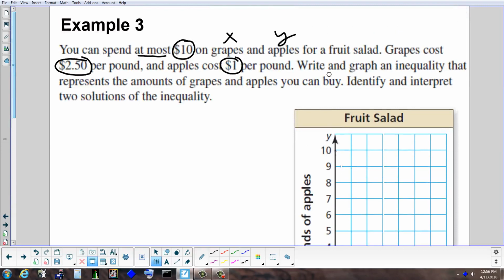Now we have to write our inequalities. And then after we write them, we can graph them. All right, so Josiah, what did you say? What we spend has to be what? Less than or equal to 10. So I'm just going to write that idea down. What we spend has to be less than or equal to 10. We can't spend more than 10.